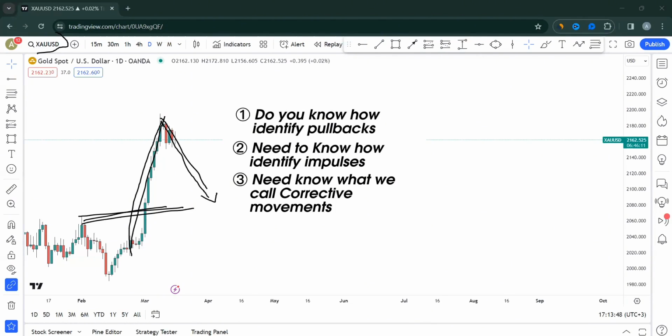So we have talked about pullback. Now let's talk about impulse. Do you know what an impulse is? An impulse is when the market is breaking more than one turning point. For example, the market broke this turning point here. Let me just change the color. The market broke a turning point here. This is one. The market broke a turning point here.